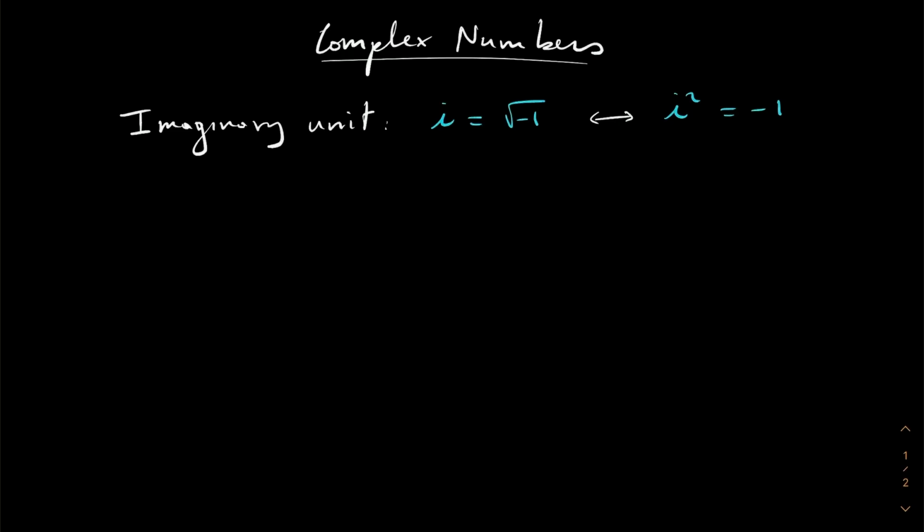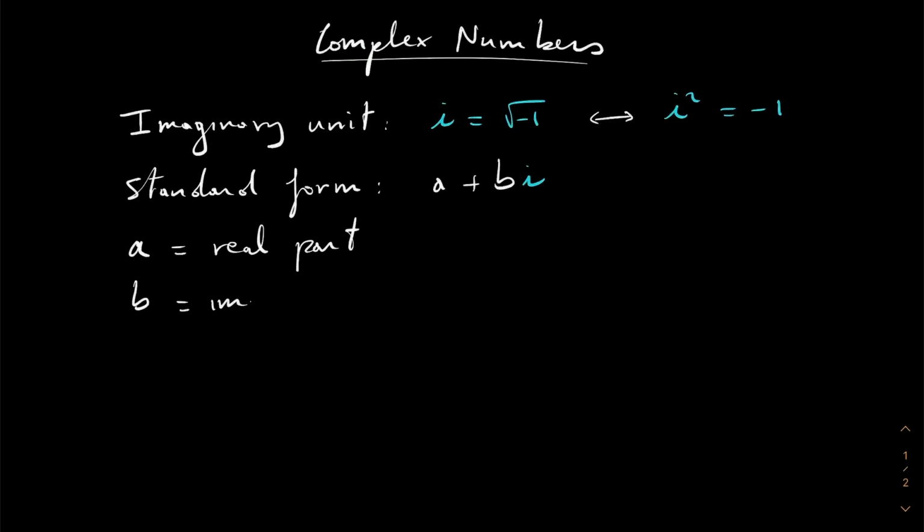If you write the number without the imaginary unit i, the number would simply be a real number. In a standard form, a complex number is written as a plus bi, where a is the real part of the complex number and b is the imaginary part of the complex number. And here it is not bi, it's just b, that is the imaginary part.